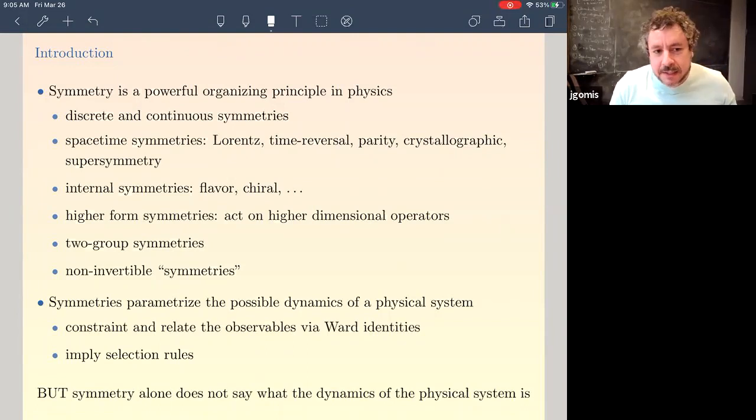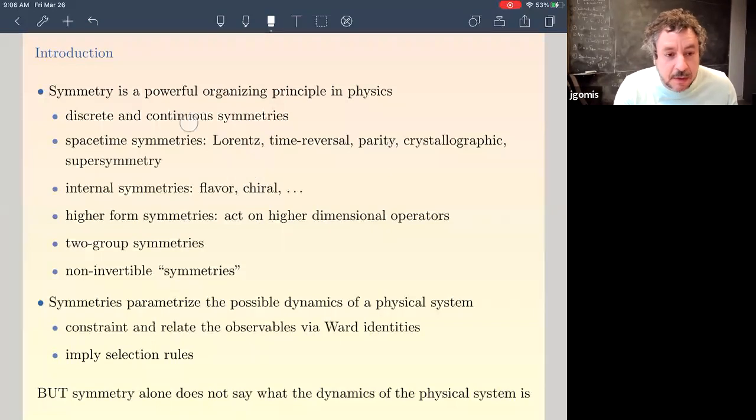Unlike the ones I've listed above, which are essentially symmetries that act on the local operators of the theory, you can have symmetries that act on higher-dimensional operators of the theory, like line operators. They can also lead to constraints on the dynamics.